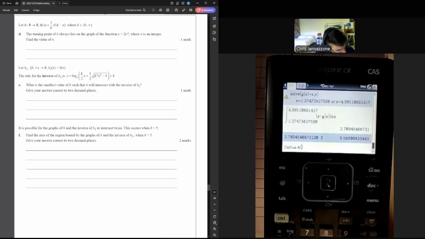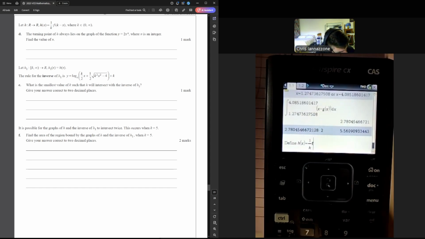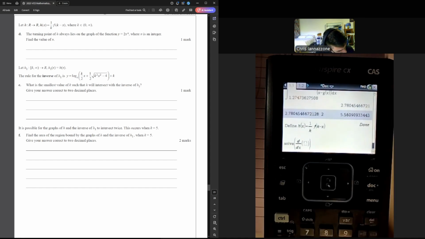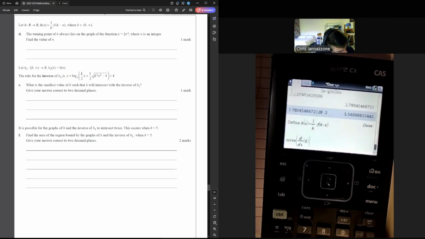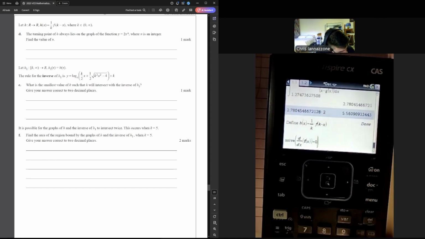h of x is equal to 1 over k, f of k take x. If we then try and find where the derivative is equal to 0, solve for x, that's going to give us something to work with. f'(x) equals 0, comma x.